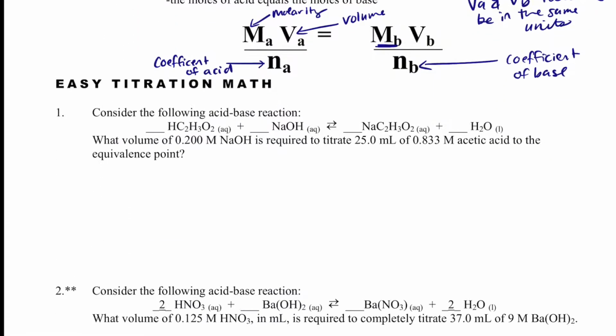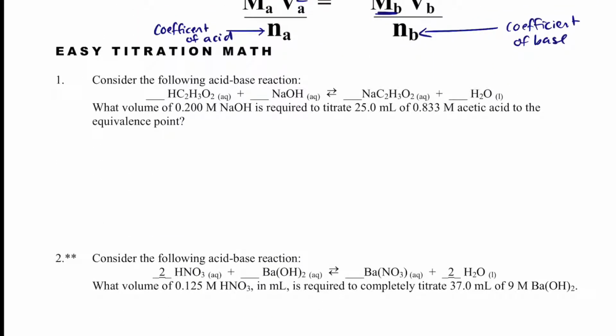Okay, so let's go through some titration math. In this first example, it says what volume of 0.2 molar sodium hydroxide is required to titrate 25 milliliters of 0.833 molar acetic acid to the equivalence point. Once I see that we're talking about titrations and the equivalence point, I'm going to say MAVA over NA equals MBVB over NB. And let's see what I can plug in.